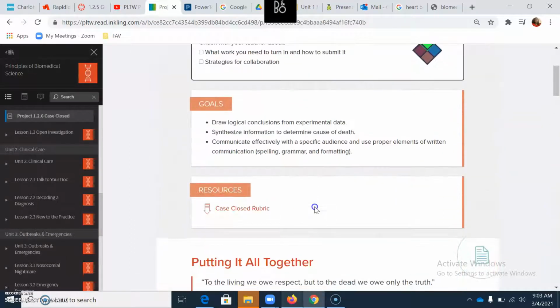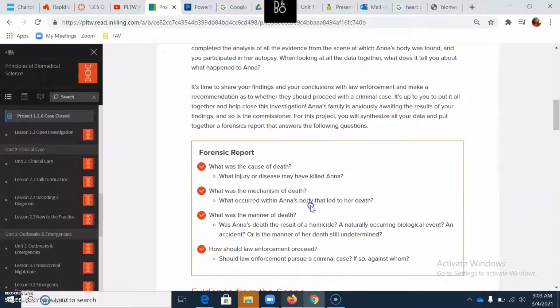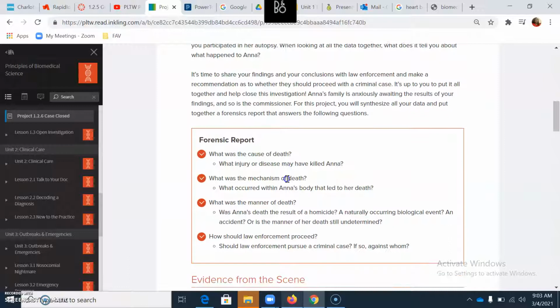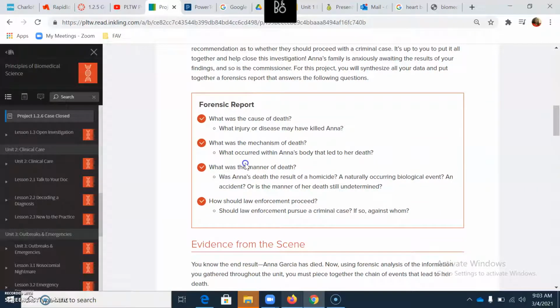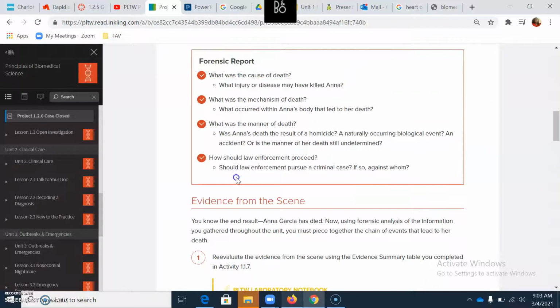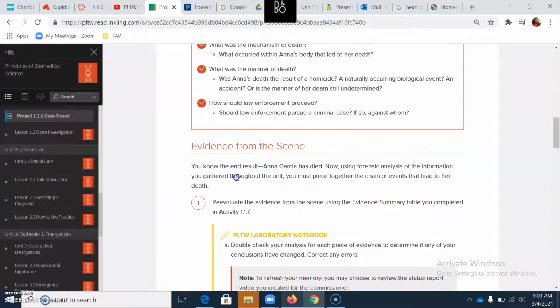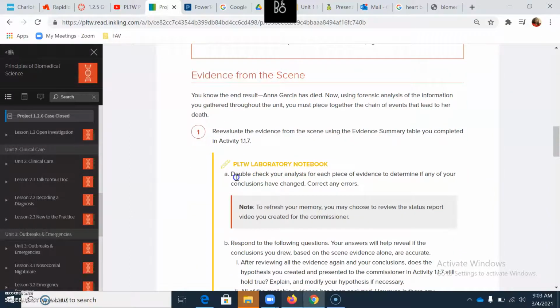126 is just putting all of it together, trying to figure out how she died. So you're going to tell me, what do you think the cause of death was? What injury or disease may have killed her? What was the mechanism of death? What was the manner of death? Should law enforcement proceed? Or was it something that was kind of natural?